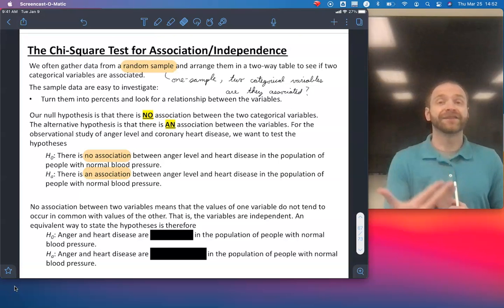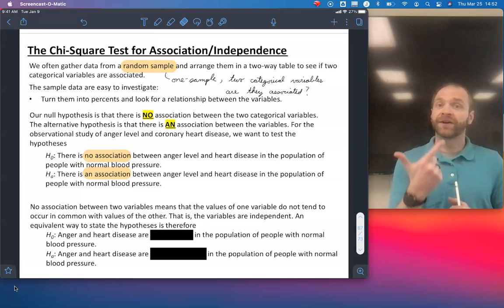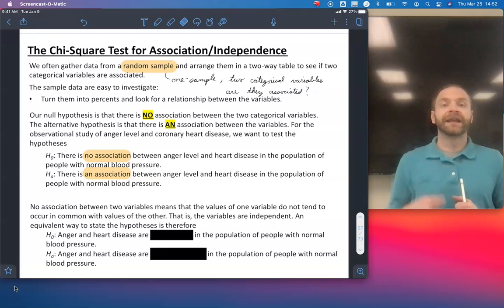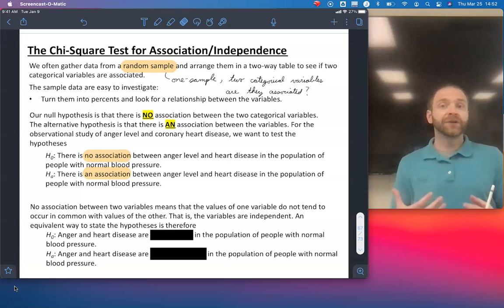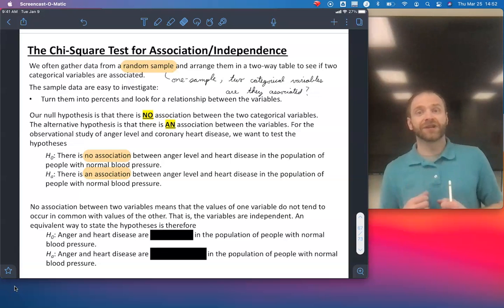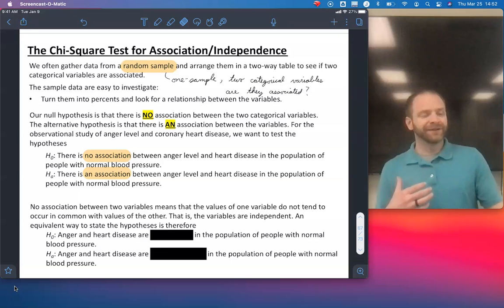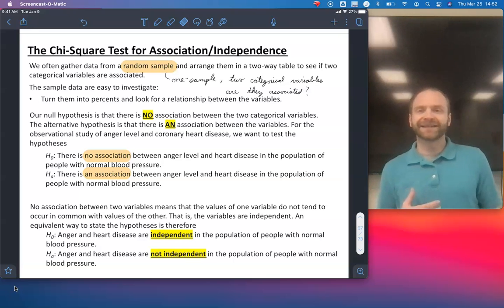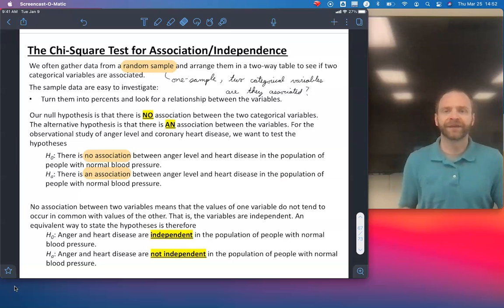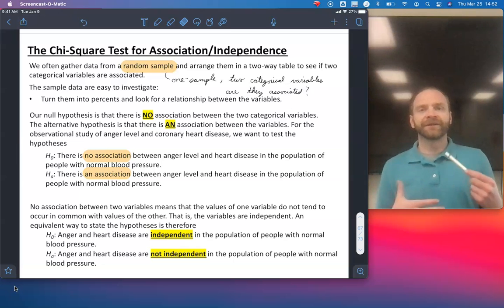Or there is an association between anger level and heart disease, the two categorical variables in the population of people with normal blood pressure. That's one way of saying it. Now, another way of saying it is that if there's no association, that's kind of saying that they're independent of each other. If there is an association, that's kind of like saying they're not independent of each other.